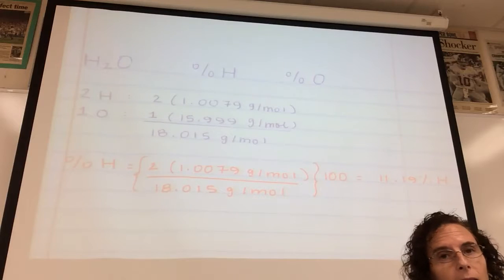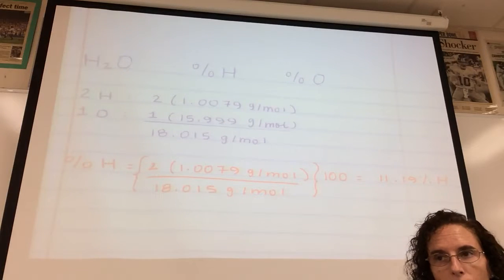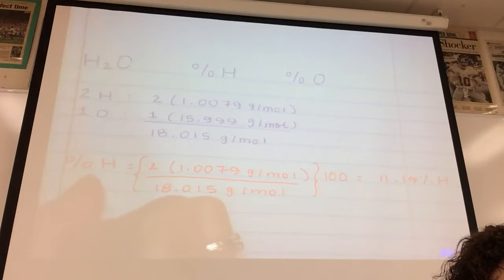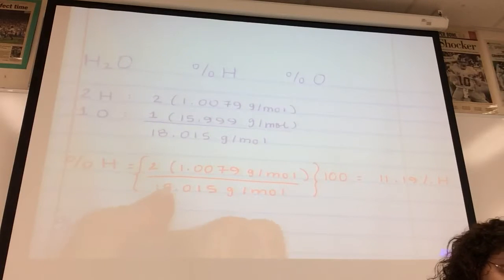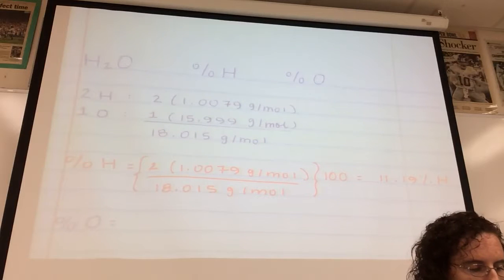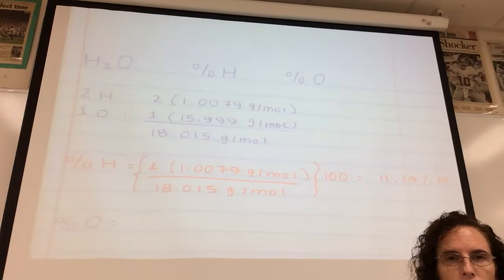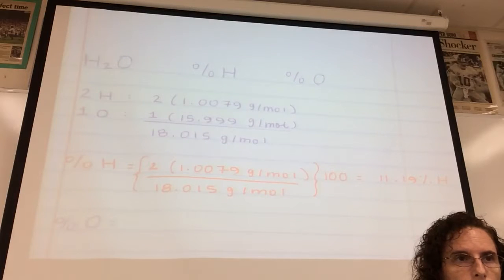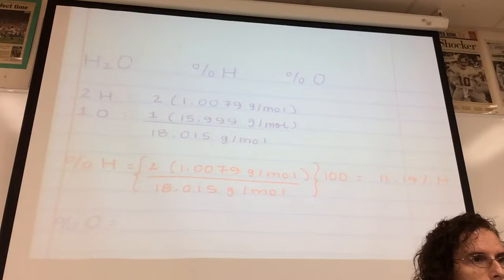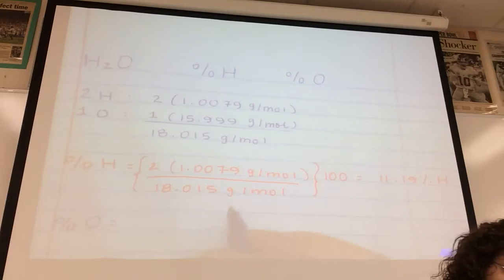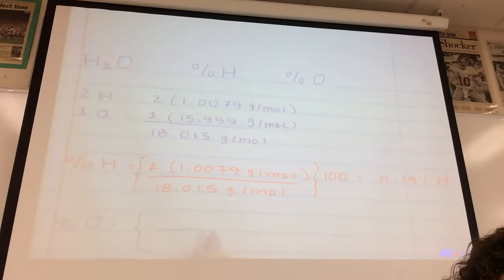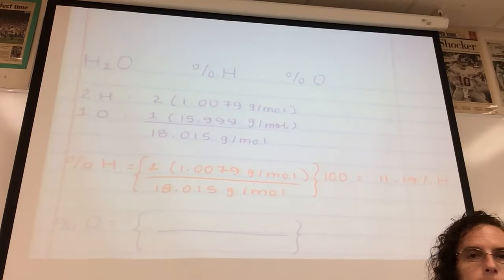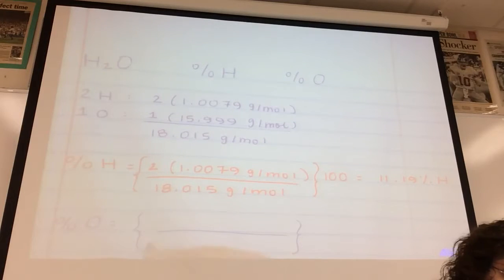Now if you only have 2 elements, you can just do 100 minus the other piece, but we'll go ahead and derive it for oxygen as well. So what would I do differently for oxygen than I did for hydrogen? Would the denominator be the same? Sure. The denominator would stay the same, but the numerator would be 1 times 15.999. You got it. So the only thing different is the numerator.